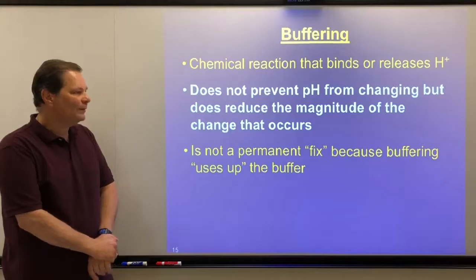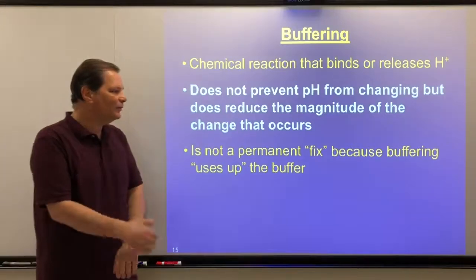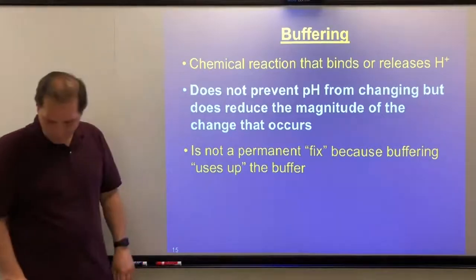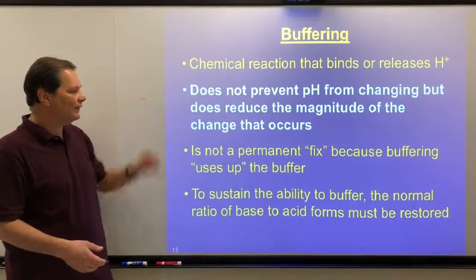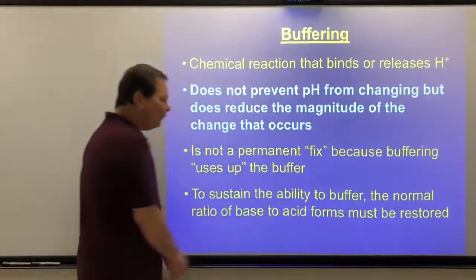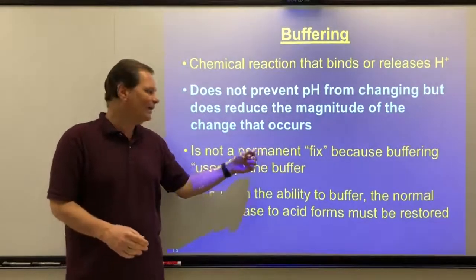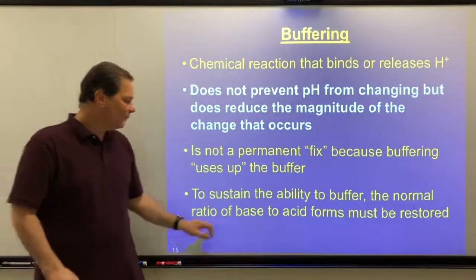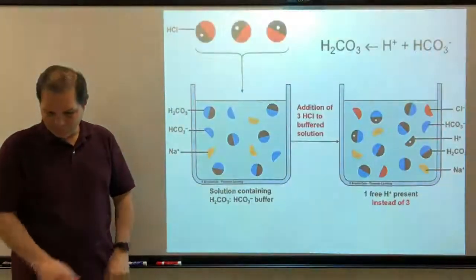It's not a permanent fix because there's only a limited amount of buffering molecules in your body, and the more that you use up by binding to hydrogen ions, the less is available to bind more. So ultimately, to sustain the ability of a buffer to help you out with this and minimize the changes in free hydrogen ions, you need to eventually restore the buffer that is binding the hydrogen ions. In other words, this can't be a permanent binding. Eventually, you have to get rid of the hydrogen ions some other way so that you can restore the amount of base that's doing your buffering reaction. So let me show you what that means.